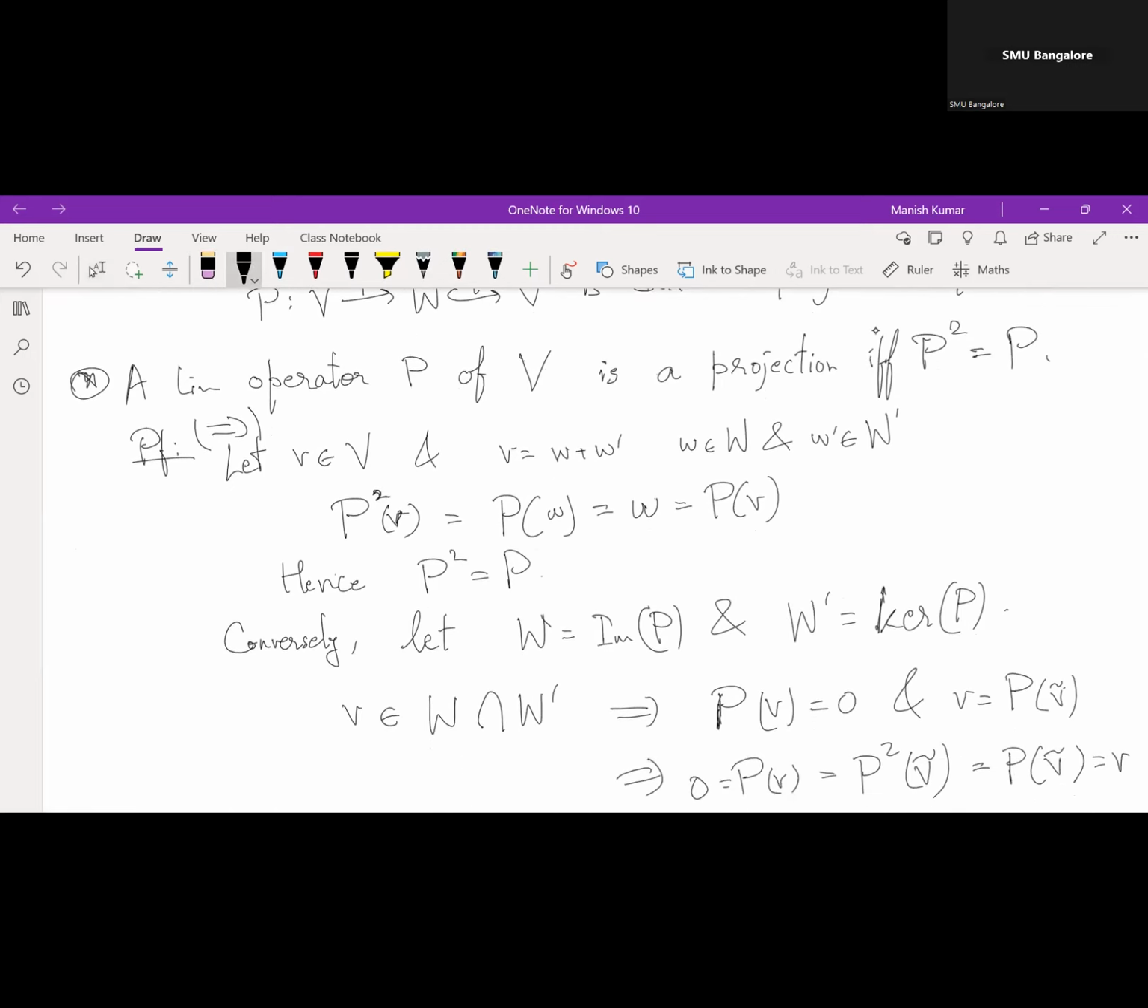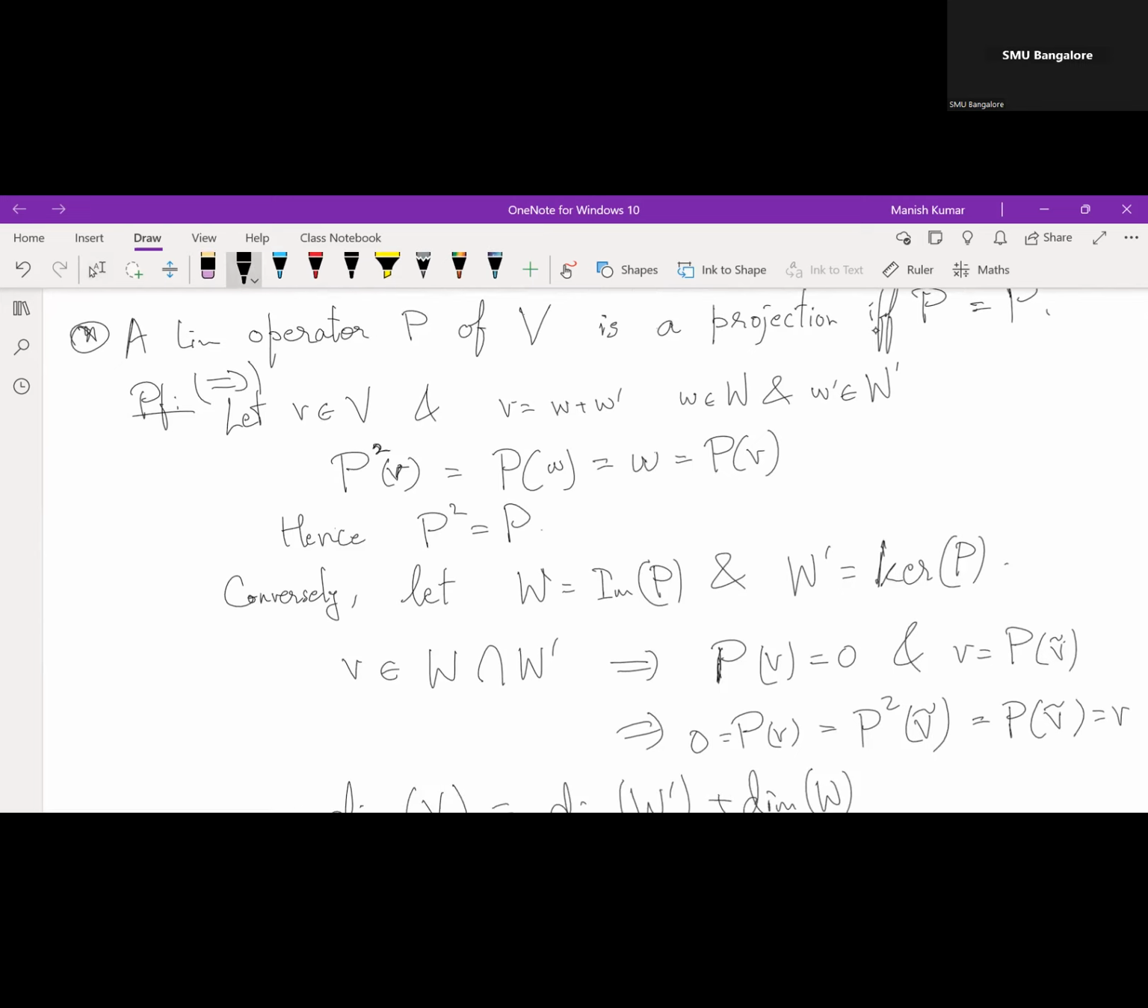So let's take any vector in W intersection W prime. Since it is in W, it is in the image of P, and it is also in the kernel of P. So PV will be 0, and V will be P of V tilde for some V tilde in V, because W is the image of P.